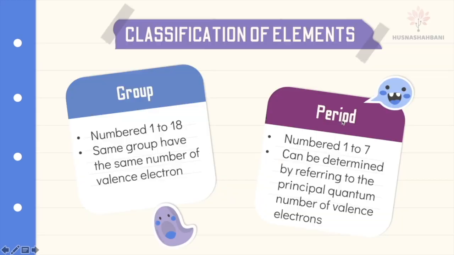Classification of elements. Elements can be classified into group and period. Group is numbered from 1 to 18. Same group have the same number of valence electrons. Period is numbered from 1 to 7. It can be determined by referring to the principal quantum number of valence electron.